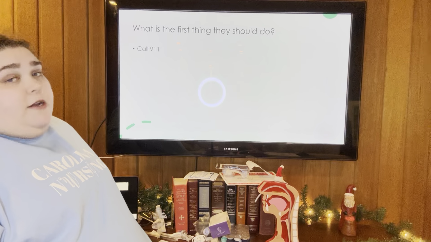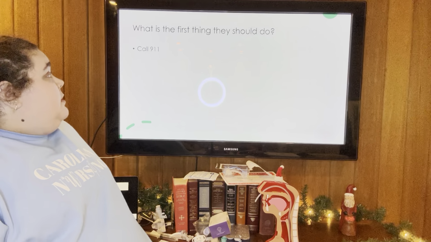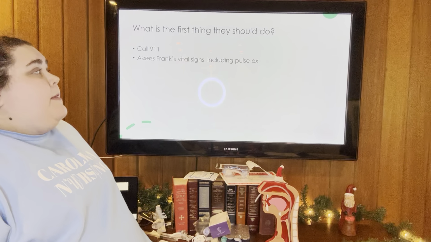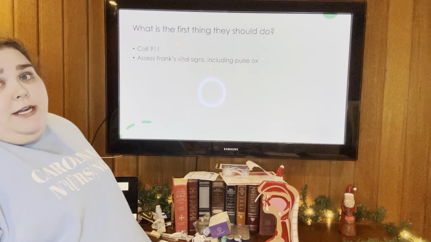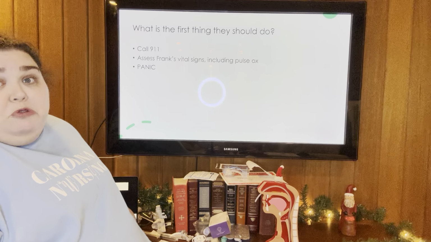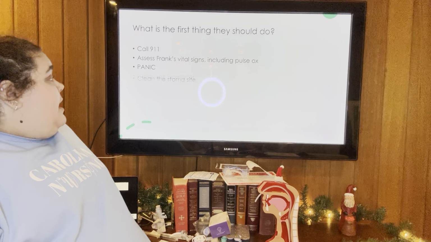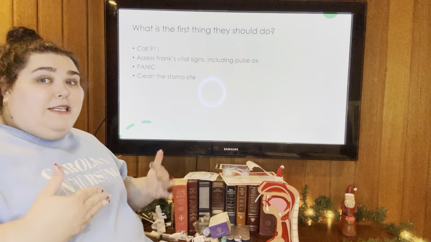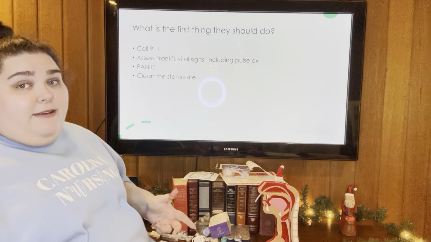Call 911, assess Frank's vital signs, including his pulse ox, or clean the stoma site. Frank's wife, Linda, is a worrier, so she is going to panic. That's all she's going to do. And we could clean the stoma site because the trach is out and we don't get to get up in there very often, so we'd take advantage of the situation.